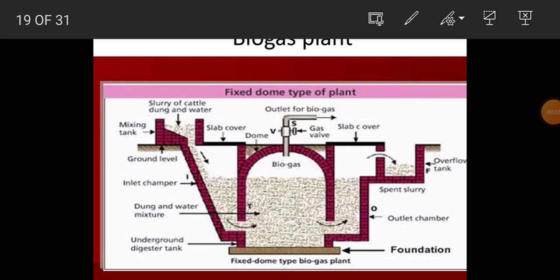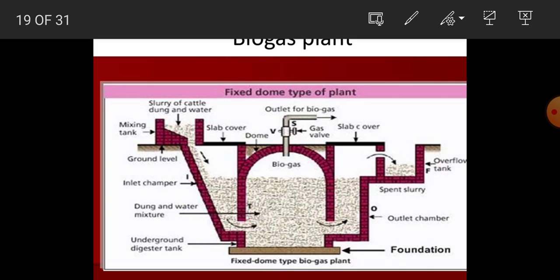Hey guys, so in the last lecture, we have seen biogas plant. As we have discussed in the last lecture, there are two types of biogas plant which we use widely in India. The first one was the fixed dome type biogas plant, which we have discussed in our last lecture. We will just quickly revise what we have seen in the last lecture.